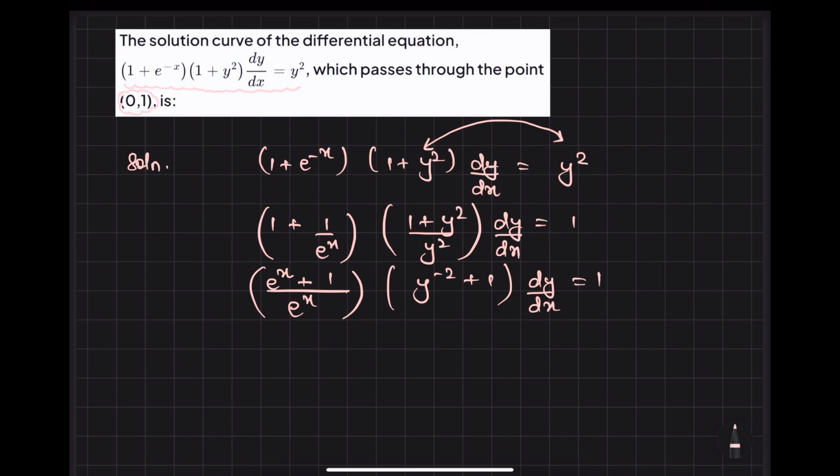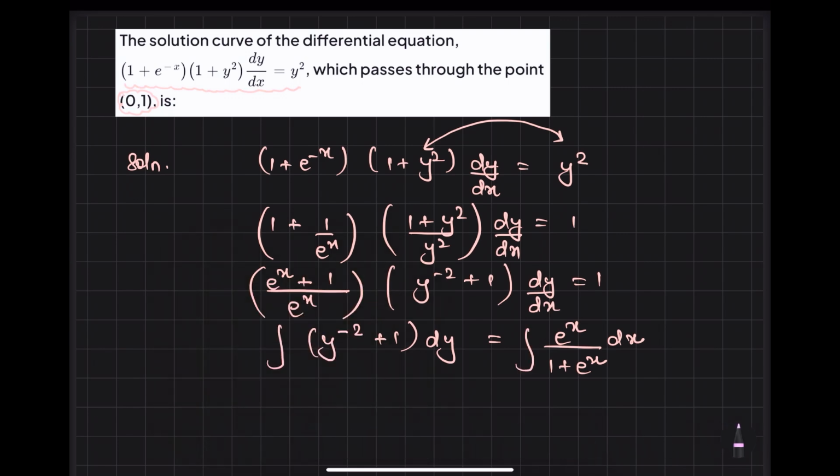Now look at this, what I will do. You have segregated all x together and you have segregated y thing together. So we can assume that we can apply the variable separable method. So we will keep the y thing on one side, the x thing on the other side. So we have y power minus 2 plus 1 dy equals e power x dx by 1 plus e power x. Okay, we will apply integration on both sides.